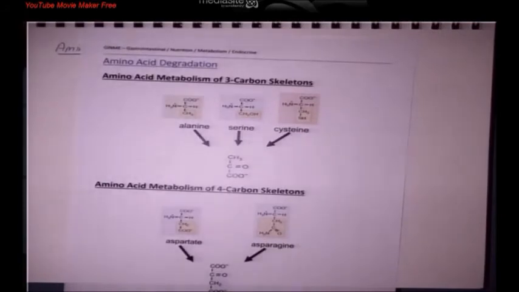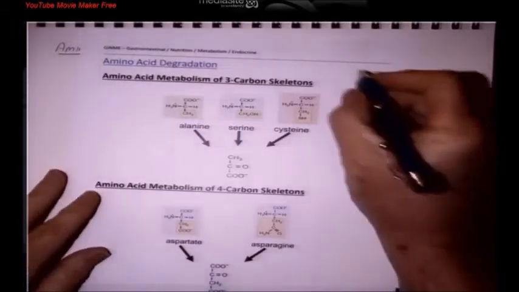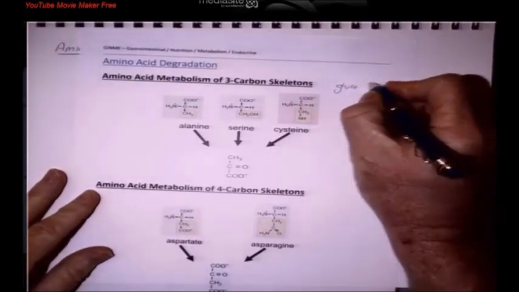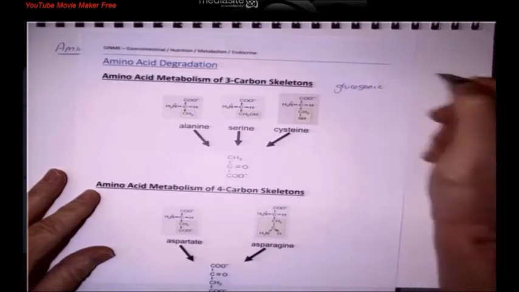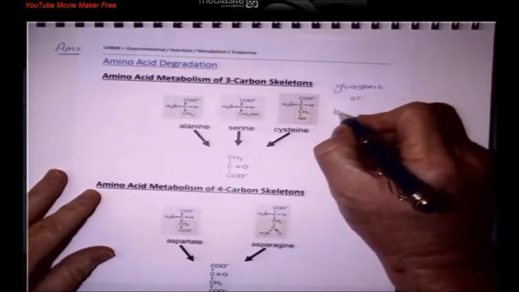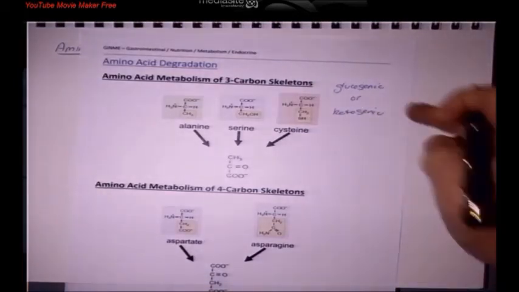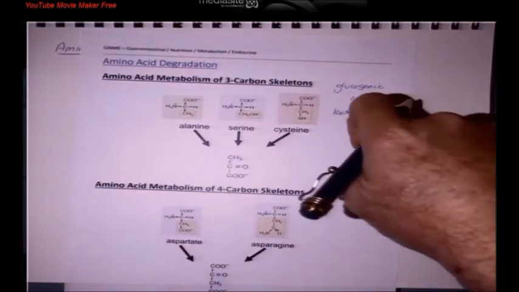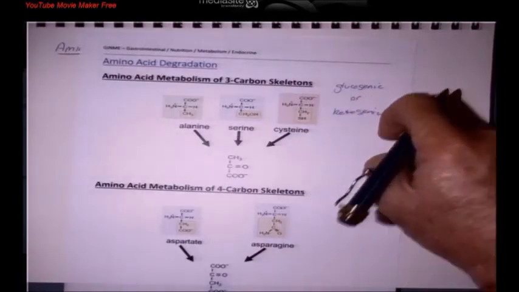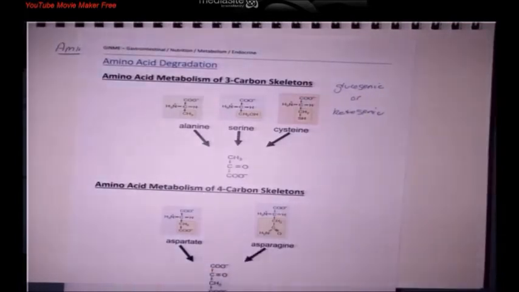Because here's another general rule to think about where these amino acids are going. There's two types of degradation product for amino acids. They can be either what is called glucogenic or ketogenic. And this is probably the most important feature of amino acid degradation as far as amino acids and energy production.